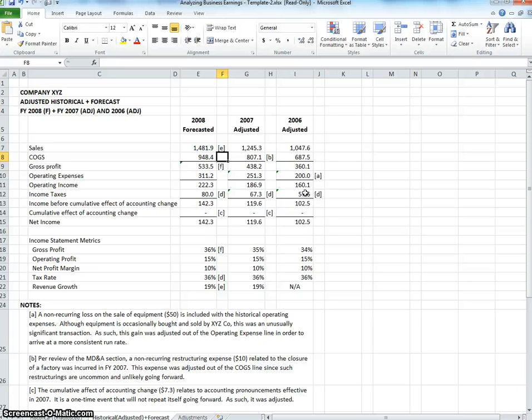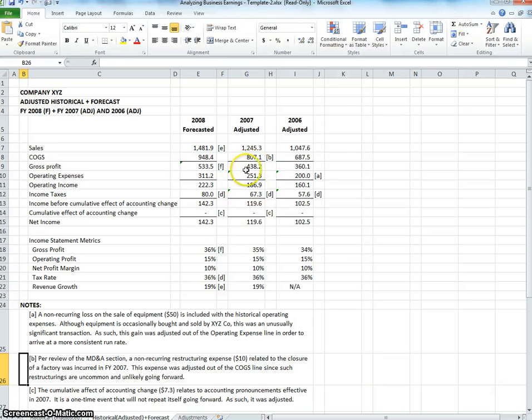All right, so the next line, I hypothetically said I thought there was an adjustment in cost of goods. So again, this is completely using my imagination, but I basically said in tick mark B, per review of the MD&A section, a non-recurring restructuring expense related to the closure of a factory occurred. This expense was adjusted out of COGS since restructurings are uncommon and unlikely going forward. So think about the Harley folks. You had restructuring. Do you think they're going to recur or recur in the same magnitude? That's a judgment call that you'll have to make.